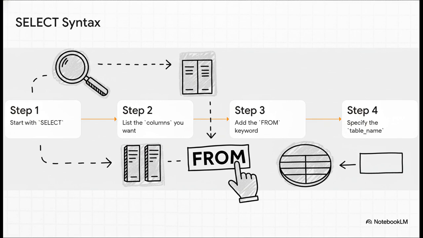And you know what? The grammar for this is actually way simpler than you might think. It's almost like writing a really basic sentence. First, you just say select. Then you tell it what you want. You list the columns. After that, you have to tell it where to look, so you use the word from. And finally, you give it the name of the table. See? It's just a logical, step-by-step instruction.